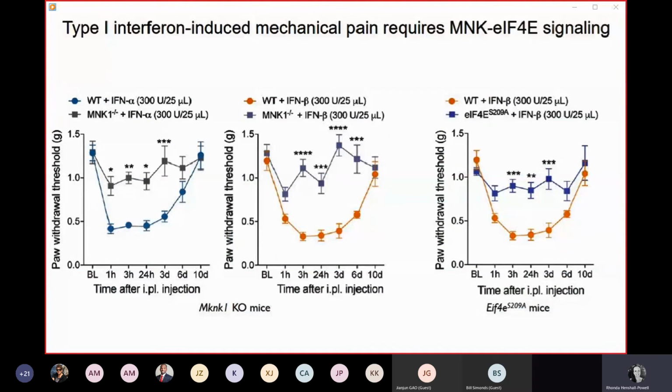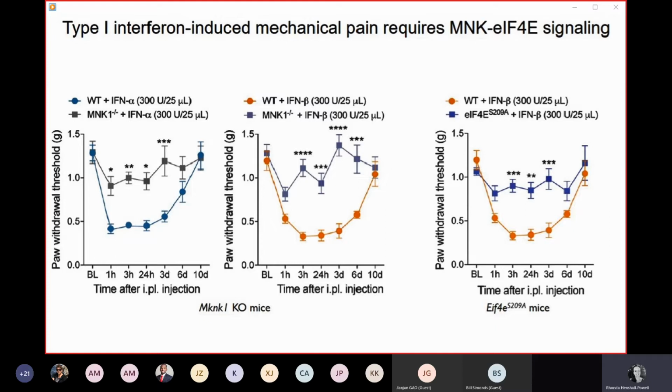So we have worked actually for many years on ERK, MNK, EIF4E signaling in the context of pain, and we have knockouts for MNK, which is a kinase that's in between ERK and EIF4E phosphorylation, and then we have these mutant mice that have a point mutation that renders EIF4E unphosphorylatable by MNK. So basically, they're phosphorylation null animals. So we wanted to then test whether or not type 1 interferon-induced mechanical hypersensitivity would be abrogated in these mice.